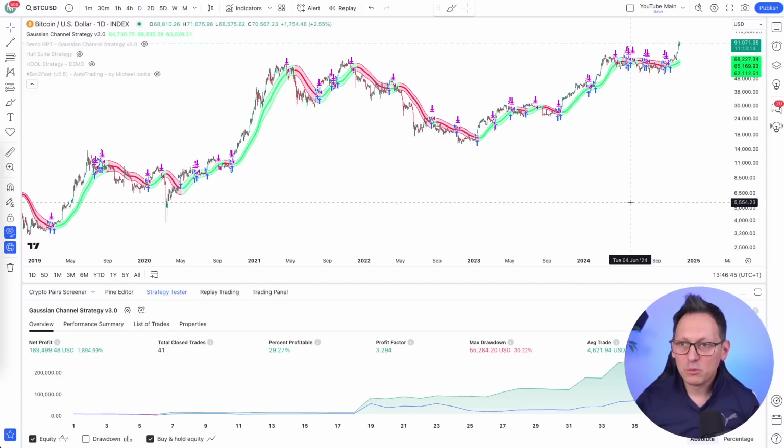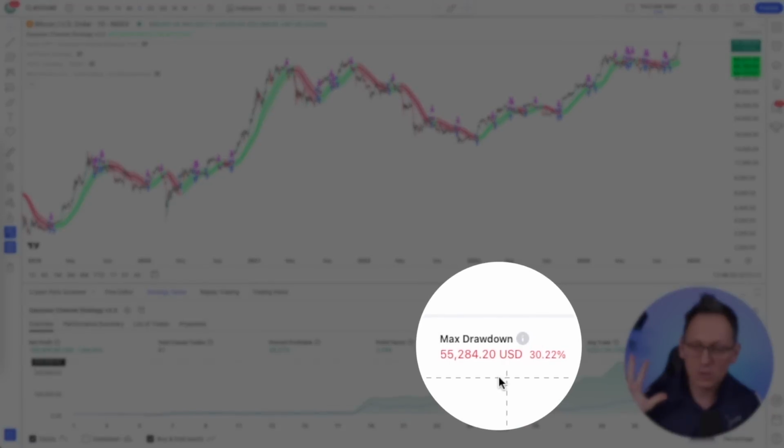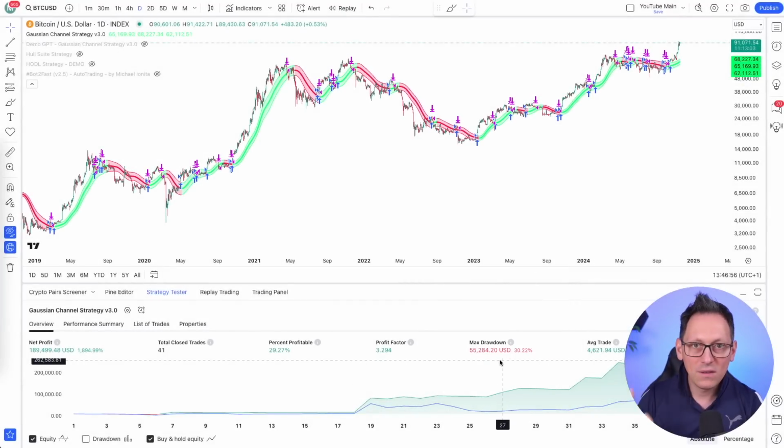Let's go. Okay, I put myself here onto the bottom right so that you can see the whole chart. You can see all of the relevant numbers. And the first number I want to talk about is the max drawdown. The first number I look at whenever I put a strategy on the chart is the max drawdown.